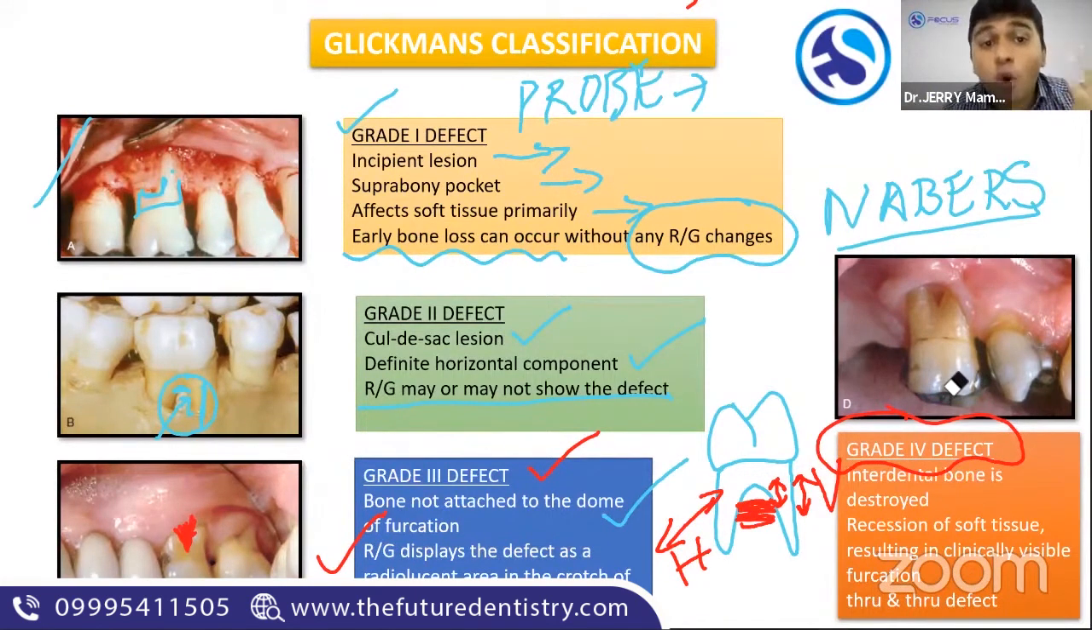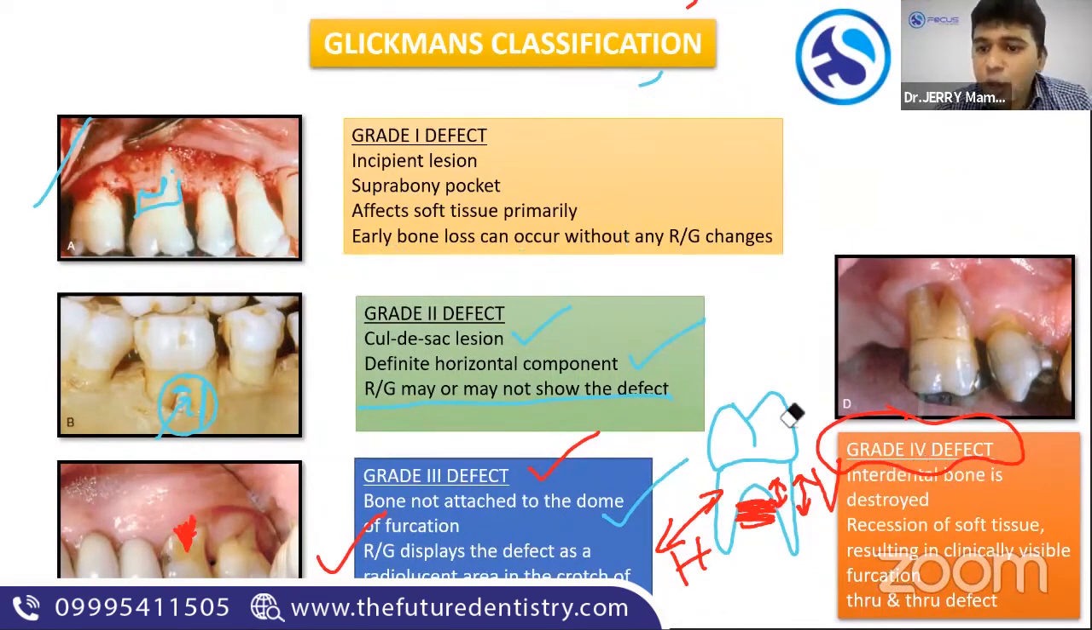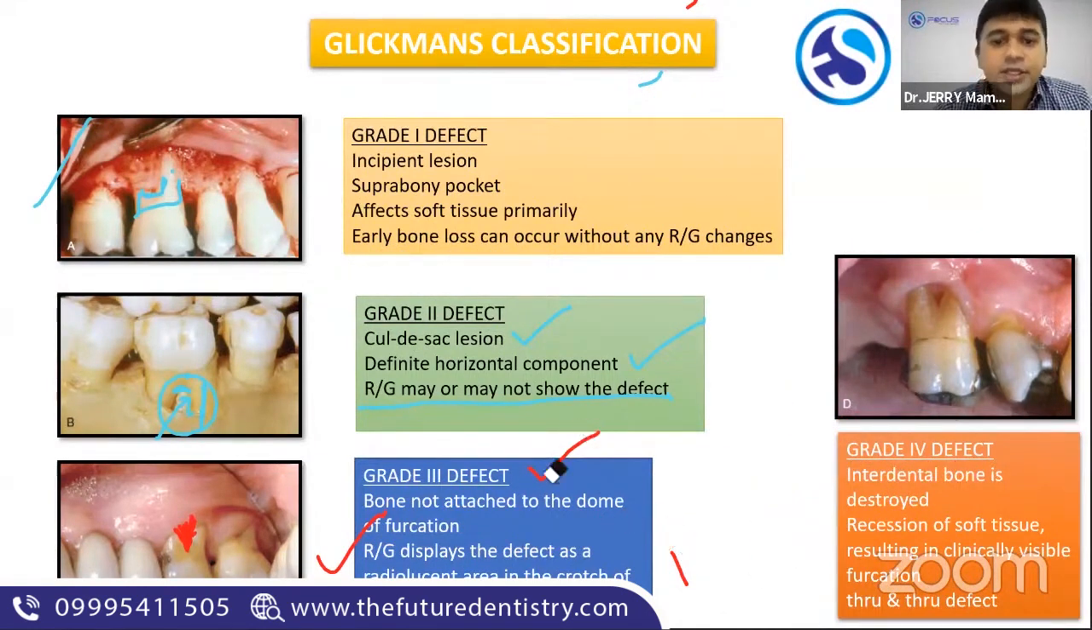Okay, so these are the four grades of furcation: grade one defect, grade two defect, grade three defect, and grade four defect. I hope this is clear. This is just to give you a basic idea of the classification. When we come to the contact classes, we will have a detailed discussion of each defect.